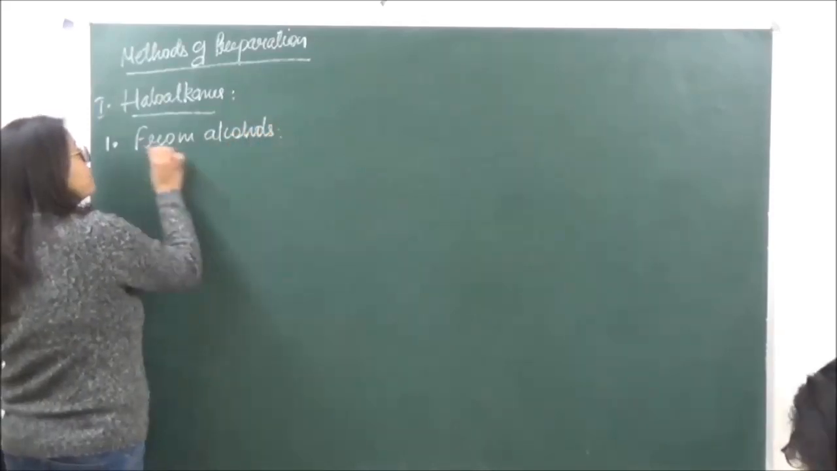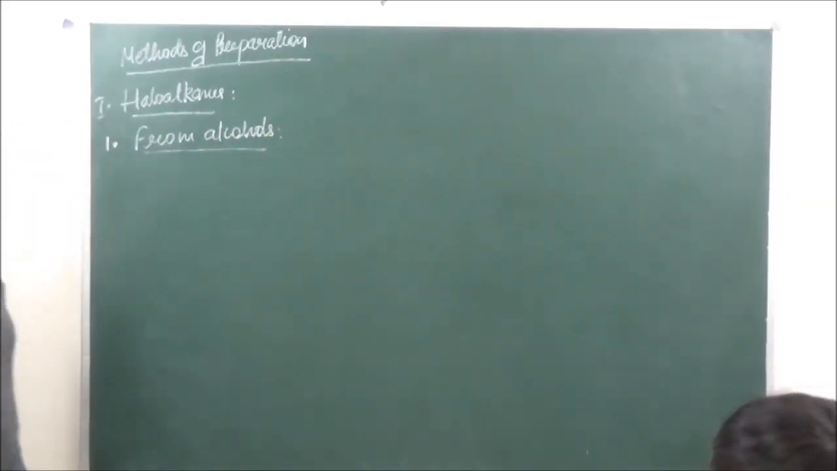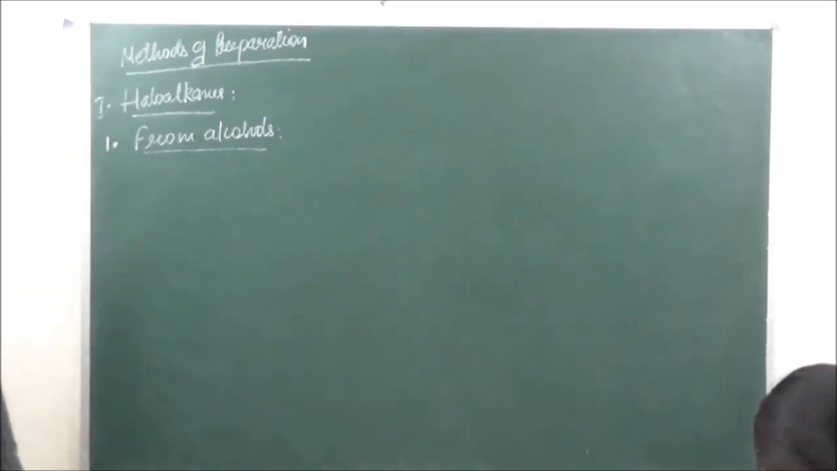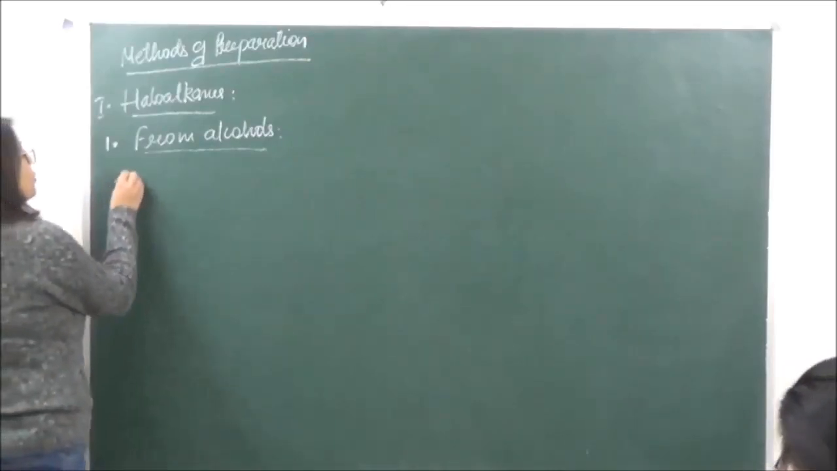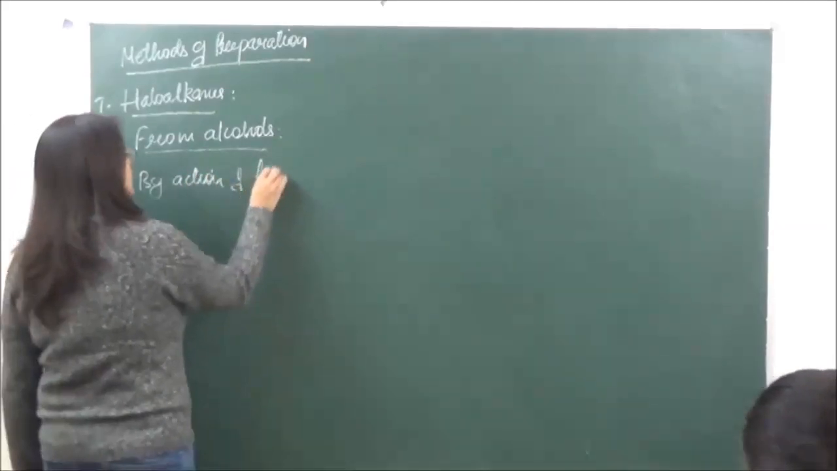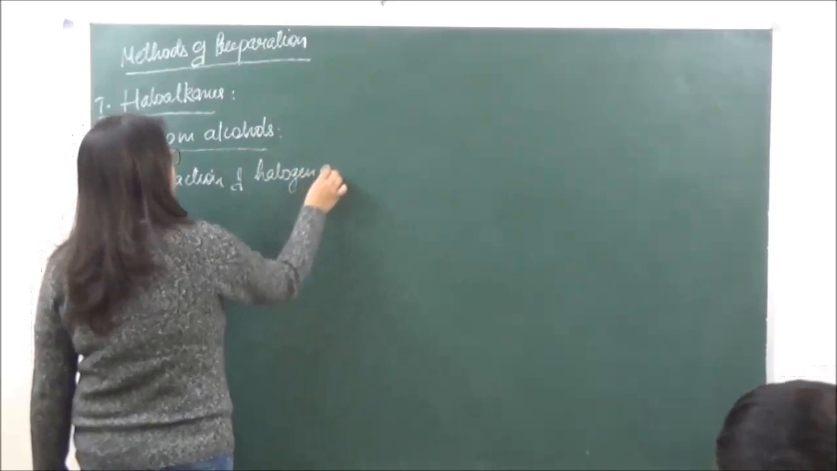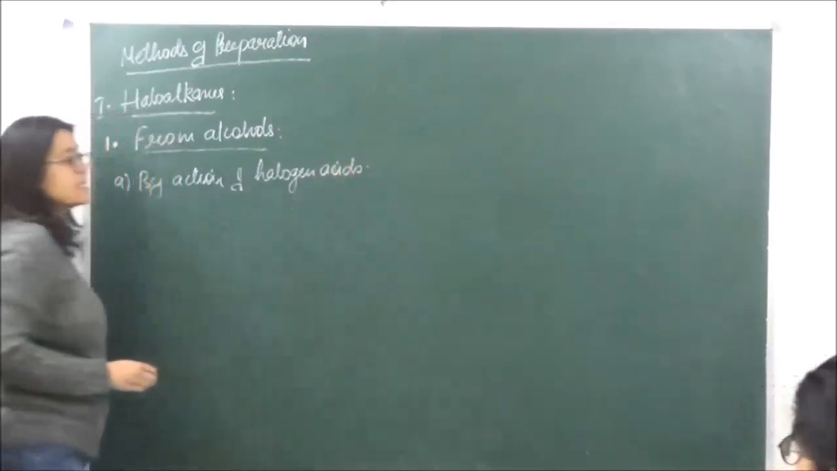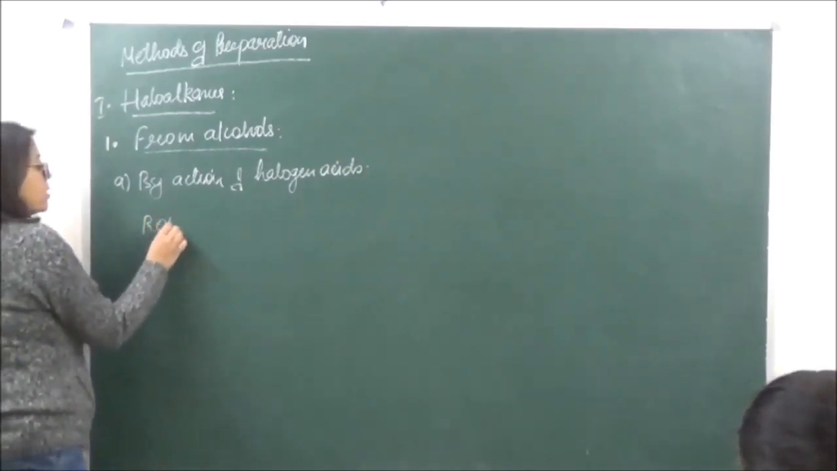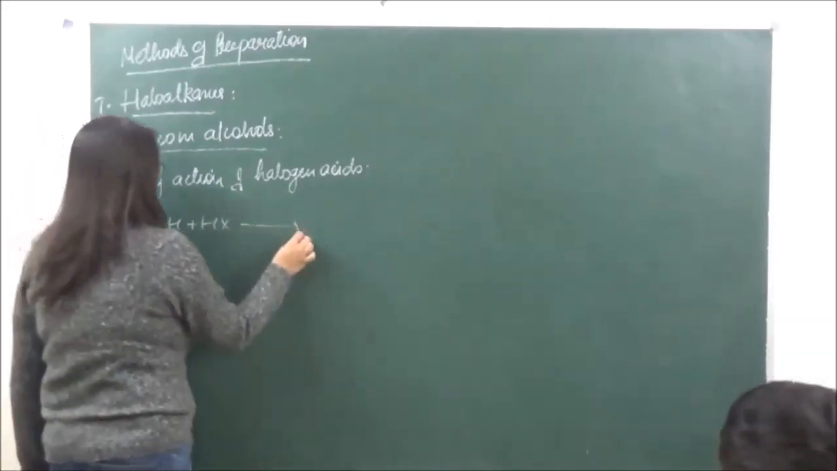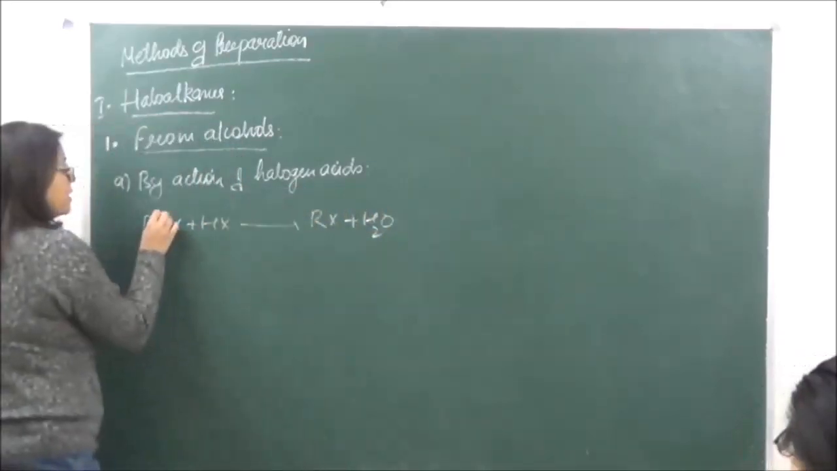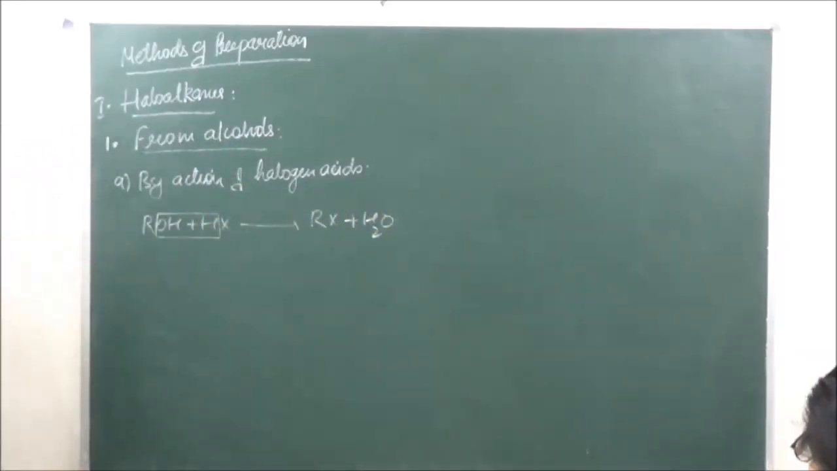Alcohols are those derivatives of hydrocarbons in which the hydrogen has been replaced by OH group. Okay? So alcohols में हम लोग जब करेंगे, the first method is by action of halogen acids. Halogen acids can be represented by HX over here. So if we're doing a general reaction, we have ROH plus HX to give us RX plus H2O. So from here the water molecule is going to be eliminated.